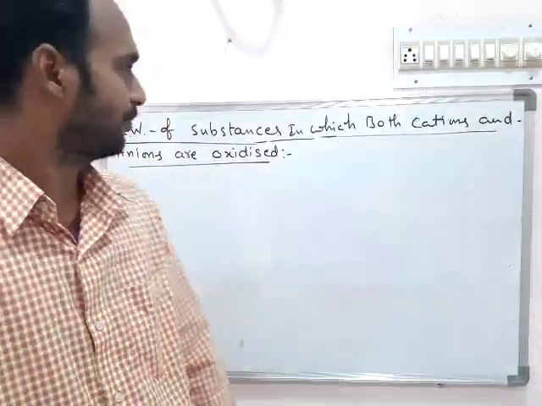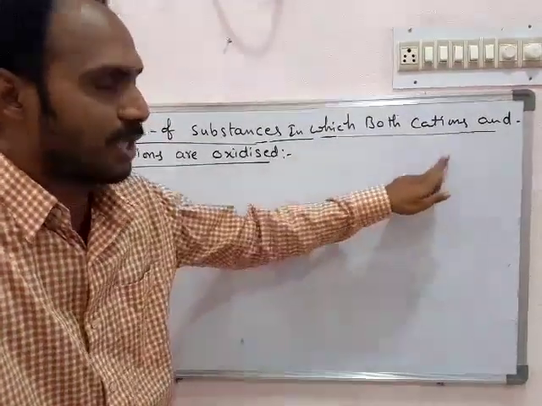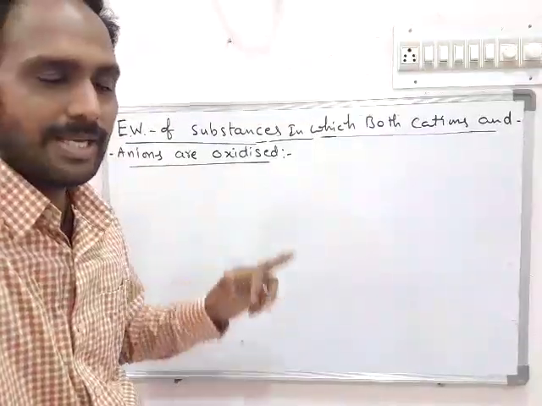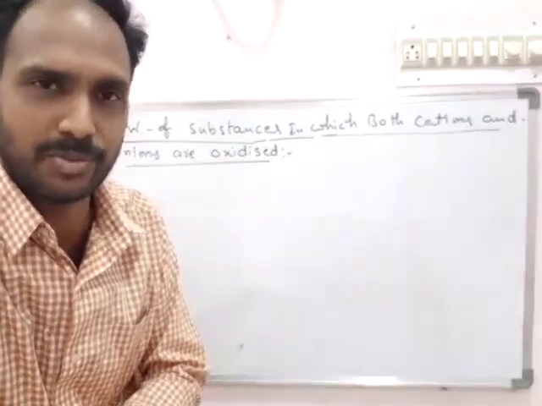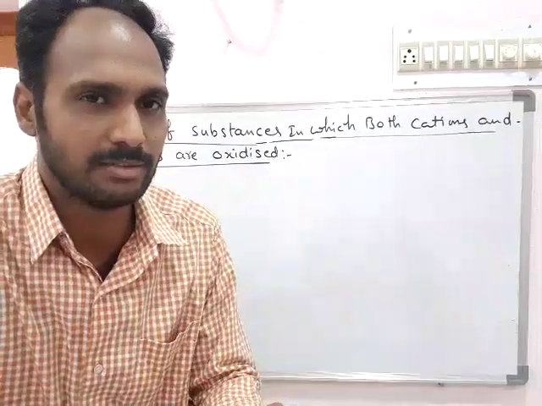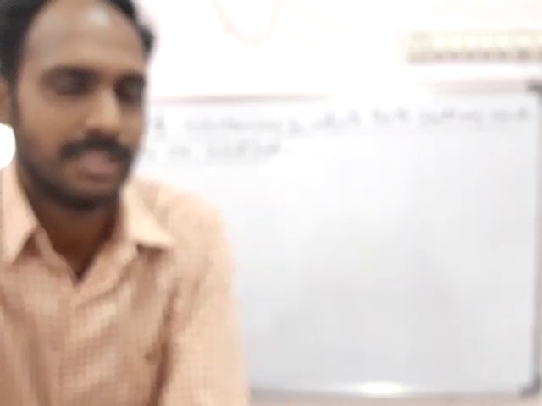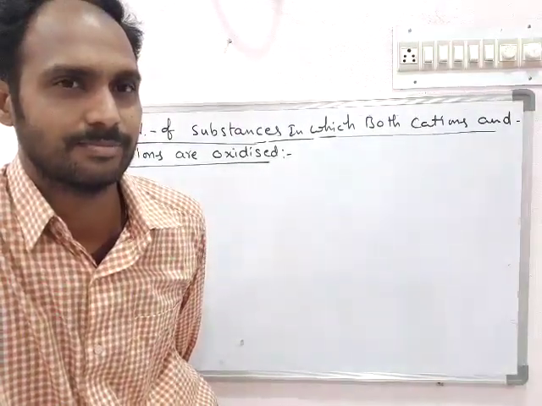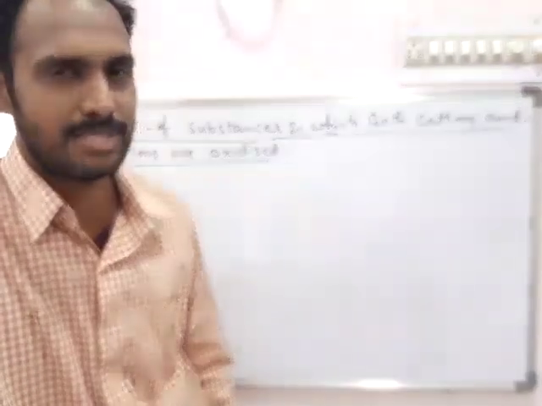Now we calculate the equivalent weight of substances in which both cations and anions are oxidized. Generally, if you take a compound, only one element oxidizes or only one element reduces. But there are some compounds in which both the cation and the anion undergo oxidation. Then we need to consider both ions' n factor to calculate their equivalent weight. Now we see some examples.